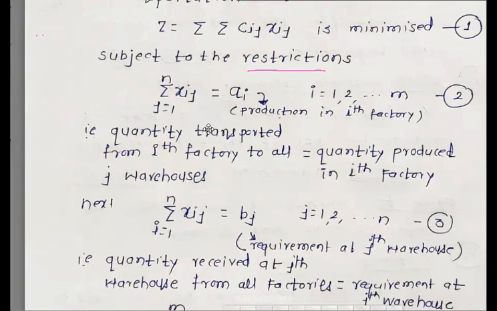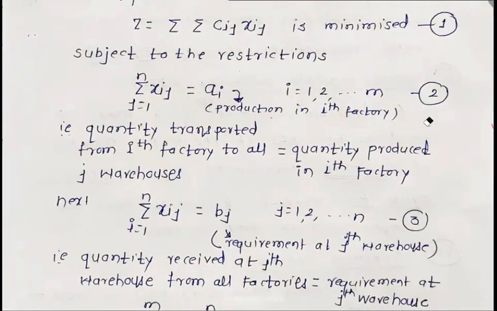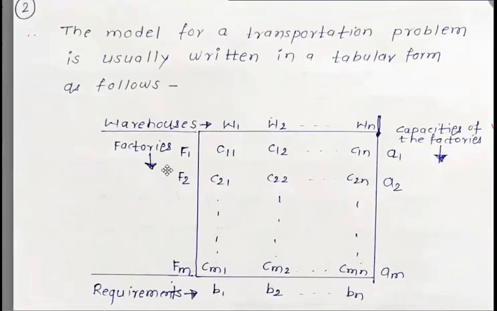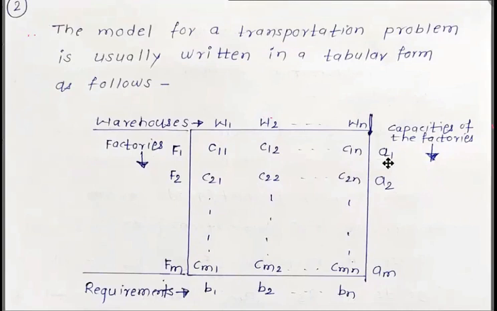So we have seen these restrictions. Equation 2: the quantity transported from the ith factory to all n warehouses is equal to the quantity produced in the ith factory. This is called the row restriction because this is a row. This is factory F1, and A1 is the quantity produced at F1. The quantity transported from F1 to W1, F1 to W2, F1 to Wn is equal to the quantity available at F1. So this is called the row restriction.